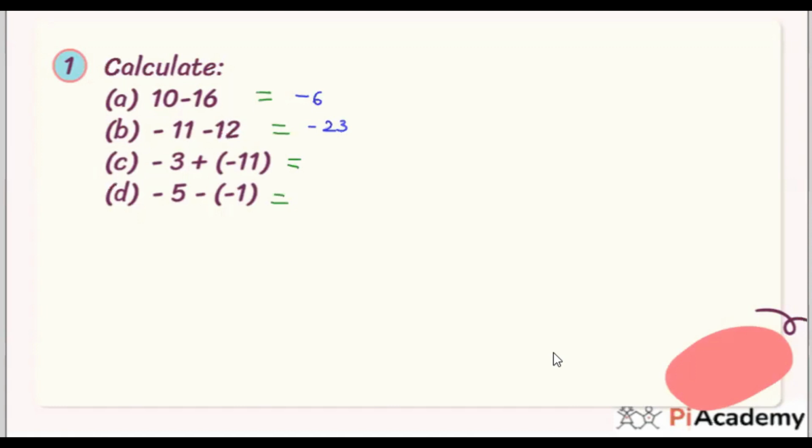Now the next one, if you have minus 3 plus minus 11, this is the same as the above. These two are the same: minus 3 minus 11 means minus 14. Now the next and last question of this page has a minus outside and inside the bracket, it means you are going to do like this, right? So your answer is minus 4. Is everyone getting this question?